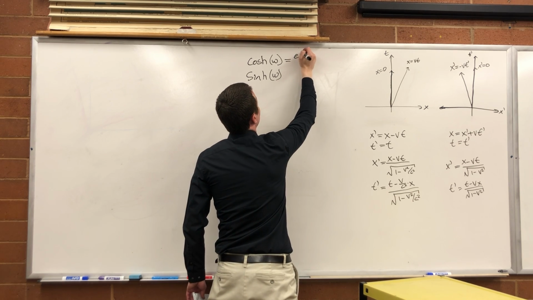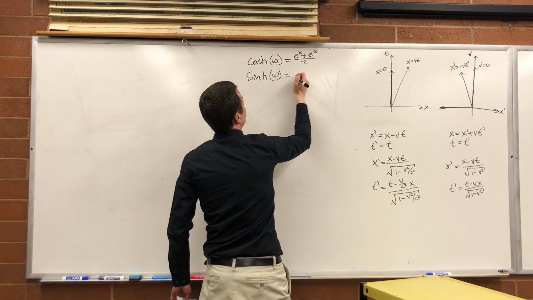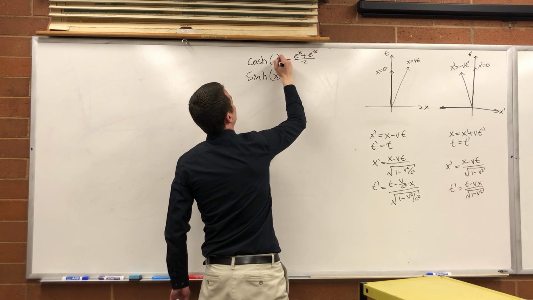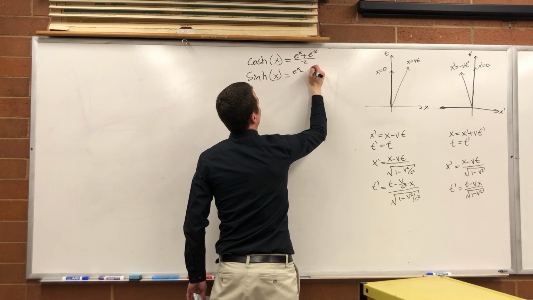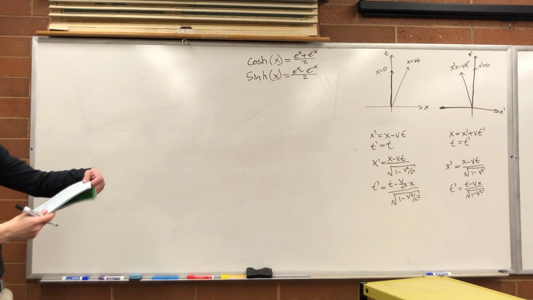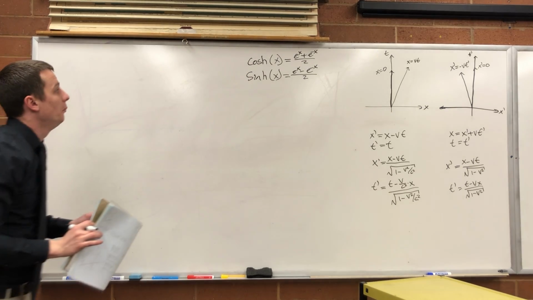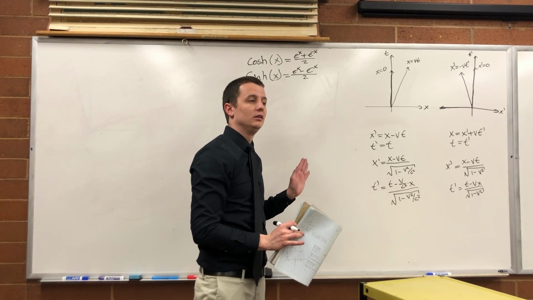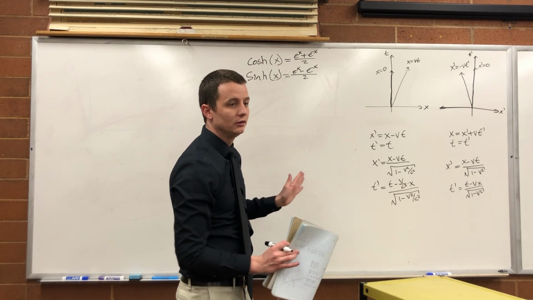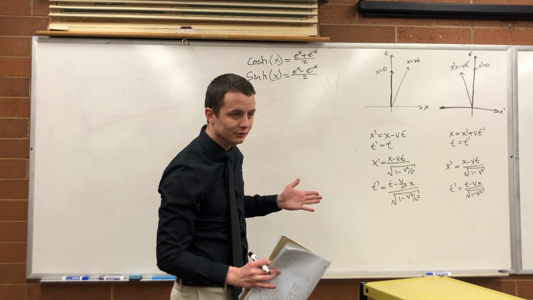Let's see if I can remember. Cosh of x is e to the x plus e to the minus x over 2, and sinh of x is e to the x minus e to the minus x over 2, I think, if I'm remembering those right. But they're similar to sine and cosine functions in that these will map out a hyperbola, the unit hyperbola, rather than mapping out the unit circle.